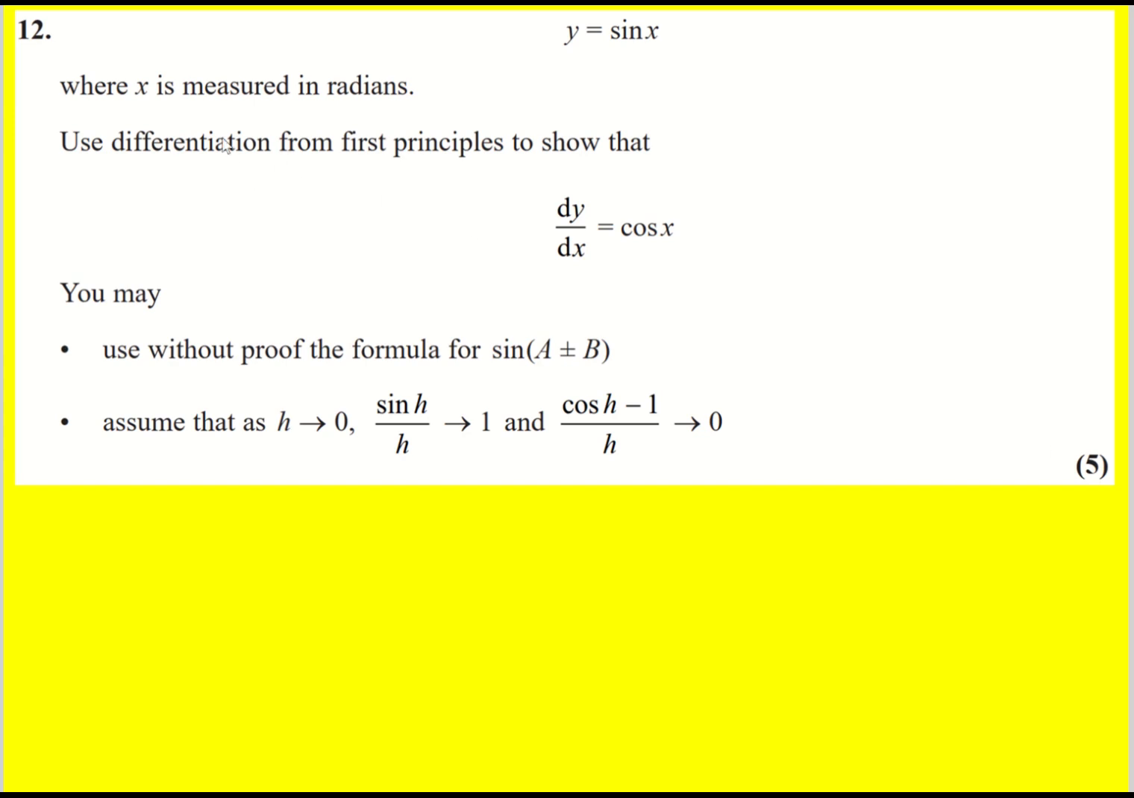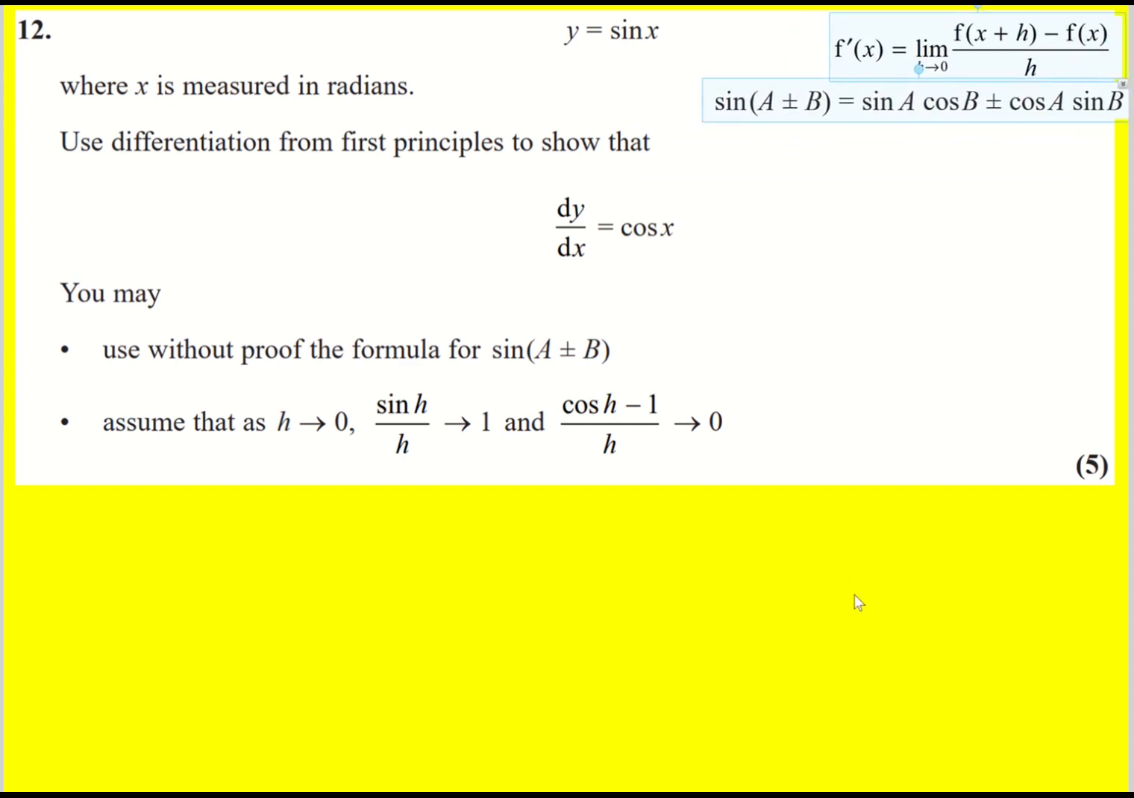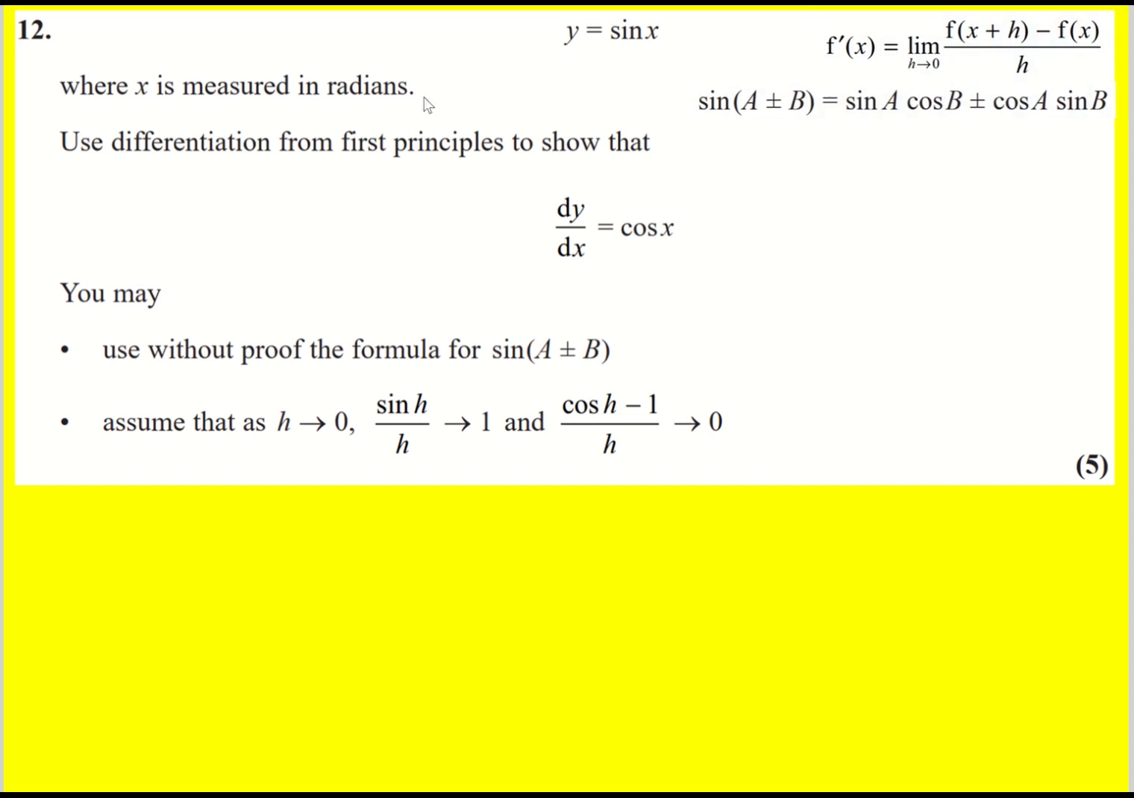y equals sine x, where x is measured in radians, we're asked to differentiate from first principles to obtain cos x. Now we can quote the formula for differentiation from first principles. I'm actually just going to very quickly talk about where it comes from.